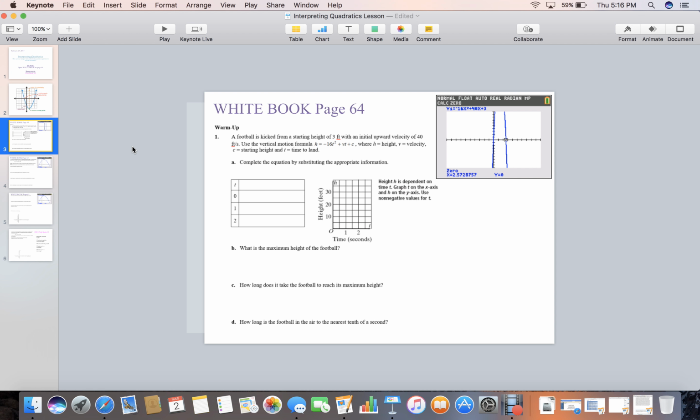After this, I will begin with the first example that regards a football being kicked from a starting point, traveling through the air, and landing on the ground. I will circle the starting height, which is 3, and I will also circle the initial velocity, which is 40. Then I will ask the students to substitute these values into the given quadratic equation, which is labeled as h.